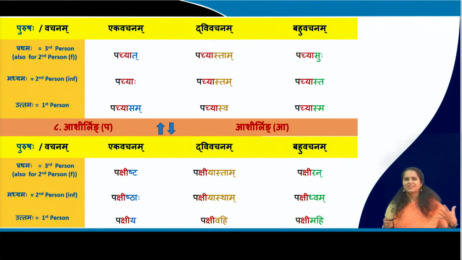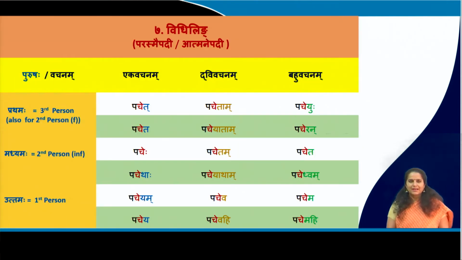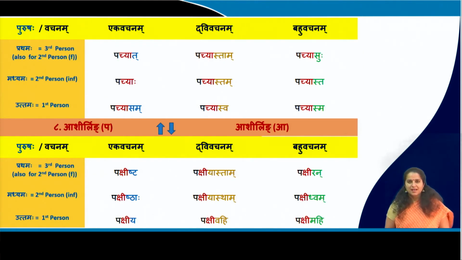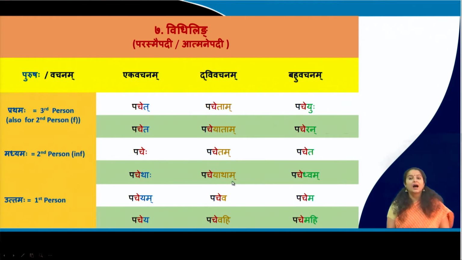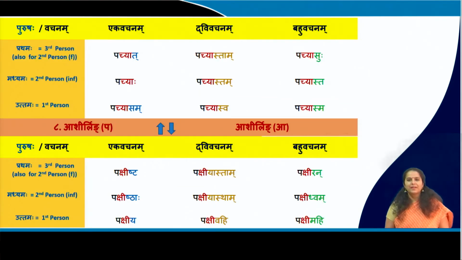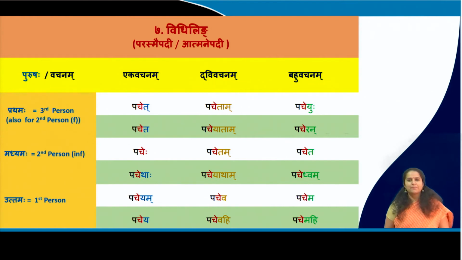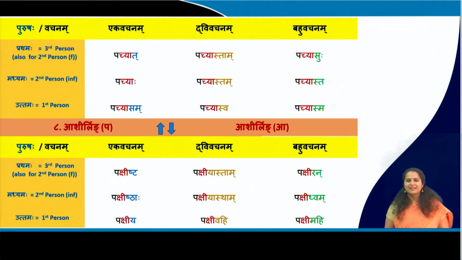So there is this grandeur about this Ashirling a little bit. So you should try and get this feeling of the sounds of the language. But I'd like to do a small comparison with the Atmanepada of the Vidhiling. So you see, Pachethaha becomes Pakshishtaha. The Sa becomes the Sha there, because the Tha becomes the Tha there. Astu. See, Pakshiyastham, and atra asti Pacheyatham. So Ya has got added there. Pachedhvam, Pakshidhvam. Pakshiya, Pakshivahi, and Pakshimahi. Pacheya, Pachevahi, and Pachemahi. So you see the similarities or the closeness that is there.